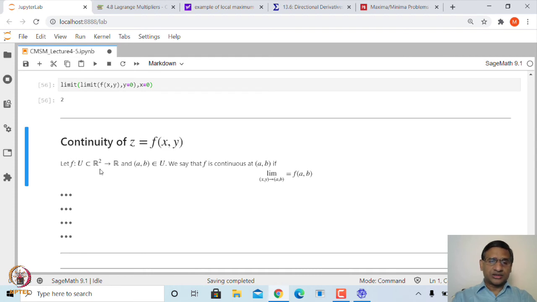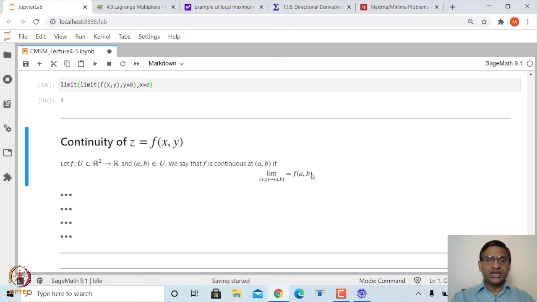So for that, suppose f is a function defined on, let us say, U, which is a subset of R2, to R, and then you need this point at which you want to talk about the continuity inside the domain, and the function should be defined at that point in that domain. Then we say that f is continuous at (a, b) if the limit of f(x, y) at (a, b) exists and the limit is equal to the value of the function.